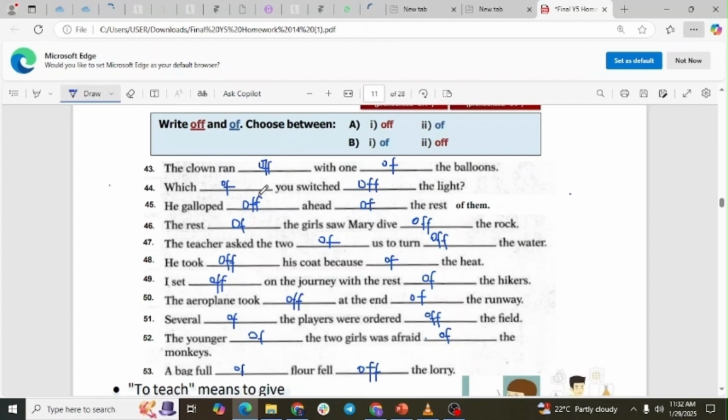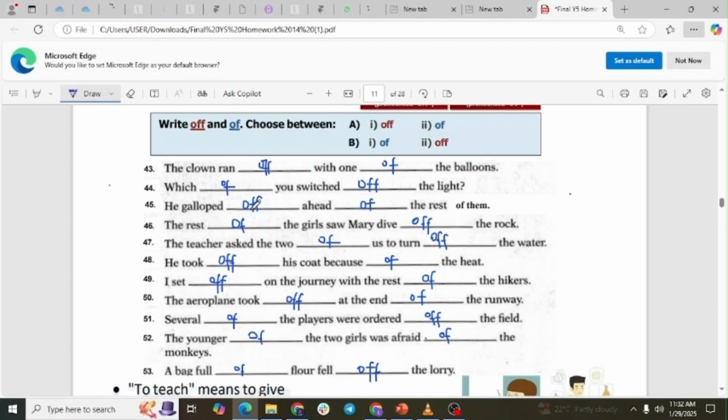Question 45. Sentence. He galloped blank ahead, blank the rest. Correct answer A. Off to, of. Explanation. Off is used to describe the action of galloping away, and of introduces the comparison, the rest of them.